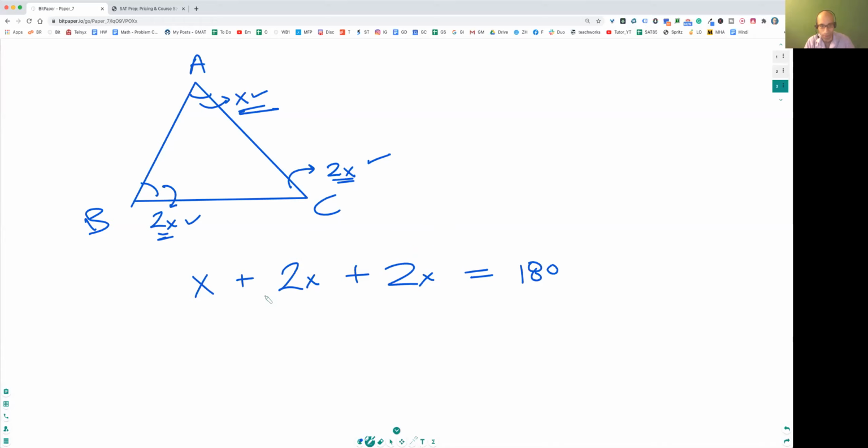Nice, some people are replying already. Now grouping them, X plus 2X plus 2X gives you 5X, which is equal to 180. So X is equal to how much? Try to solve this. You're just going to divide by 5 on both sides. 5 and 5 cancel out, and this is going to be 36. So X is equal to 36.